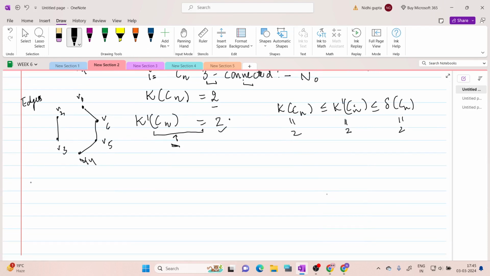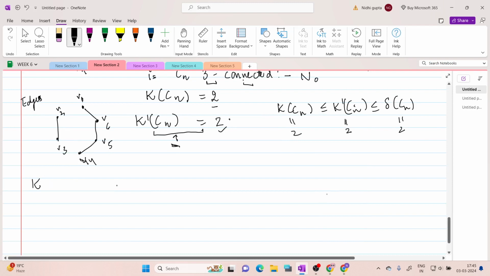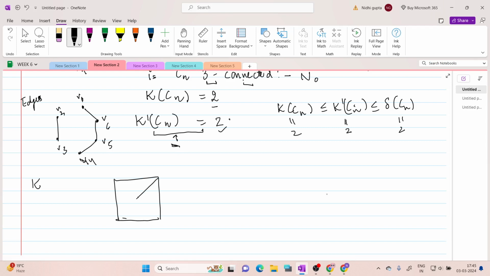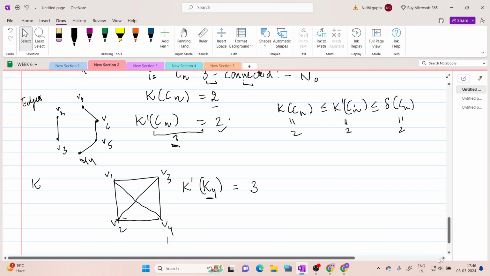Now also for the complete graph. So it was K4, right? For K4 also, edge connectivity was coming out to be 3. So that means it has an edge cut of size 3. So what is the edge cut here? Give me 3 edges whose removal makes this graph disconnected.